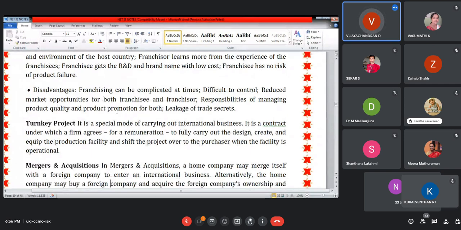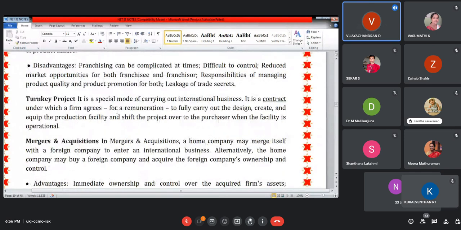The other thing is acquisition or merger. So yesterday I told accounting standard 14, I told.